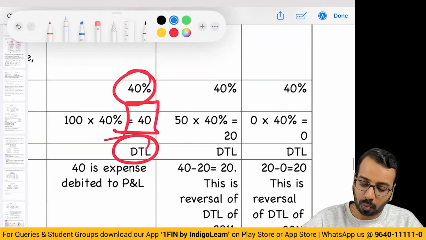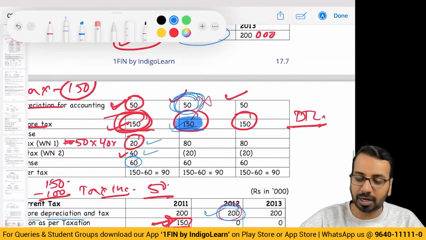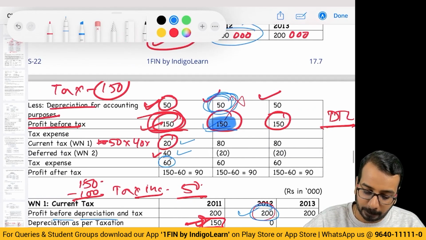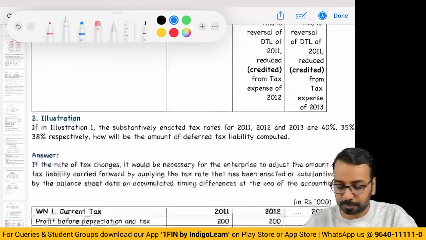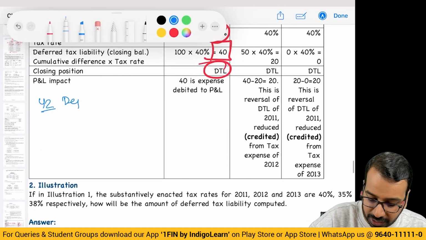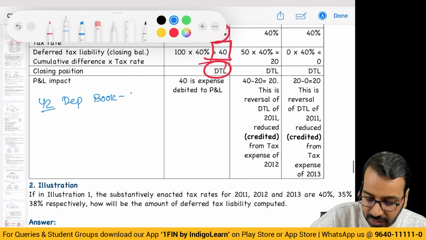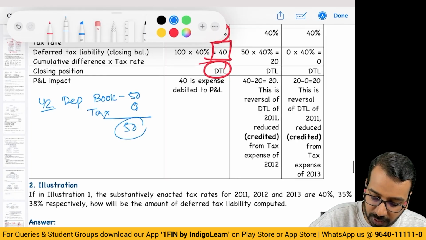Right? Now, what happens to deferred taxation? In deferred taxation, there are two ways to approach it. In year 2, depreciation as per books is 50, as per tax is 0. So the difference now has become 50.